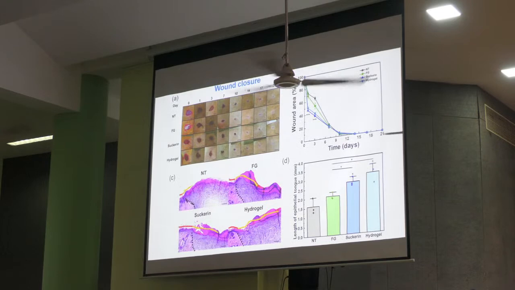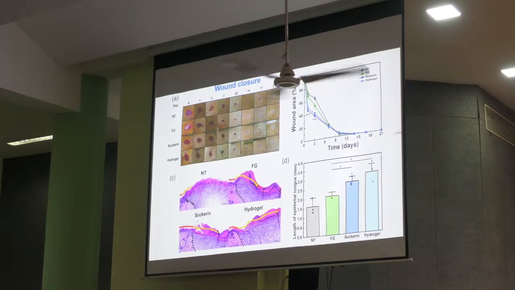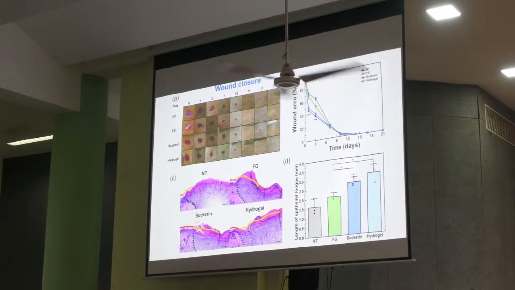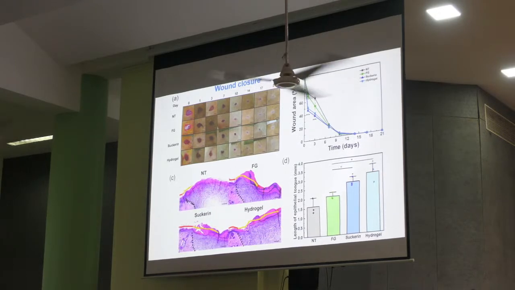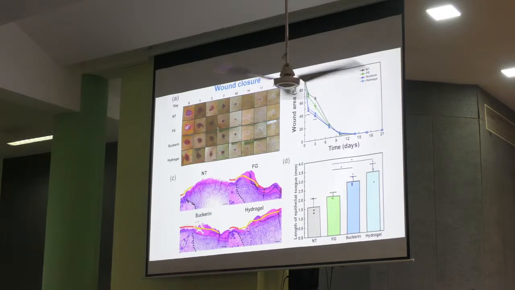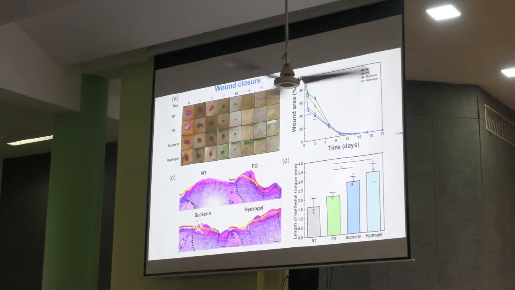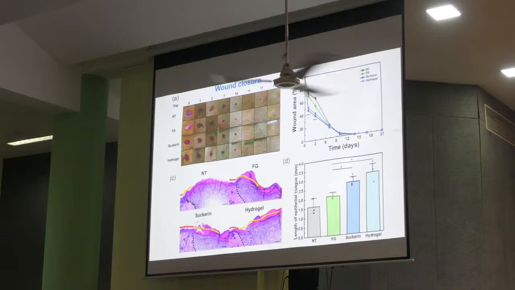Then finally, we wanted to see the wound closure. So in the in vivo study, we take the non-treatment sample, fibrin glue, the saccharin protein itself, and then the cross-linked hydrogel. Compared to the cross-linked method, correct, and other methods like fibrin glue, our hydrogel shows better wound closure than the other developed methods. So with this, we developed and patented the hydrogel.